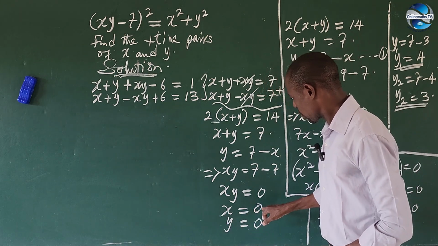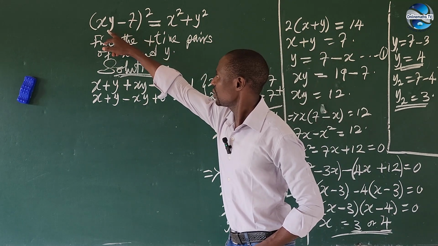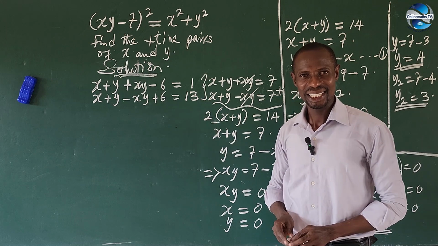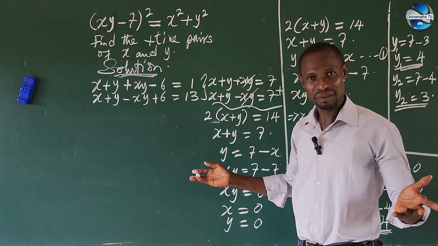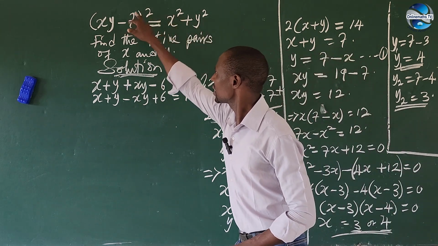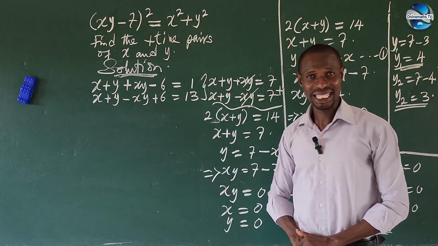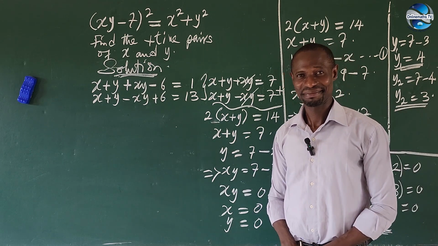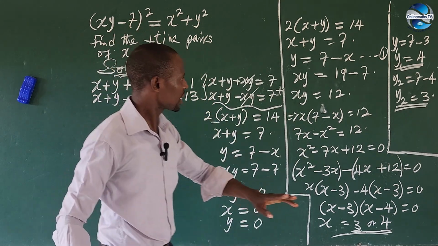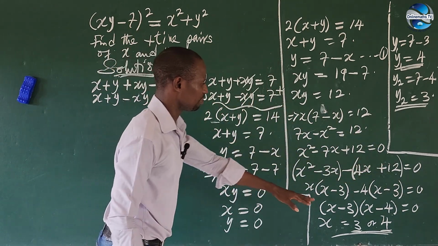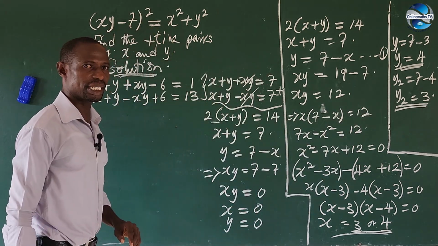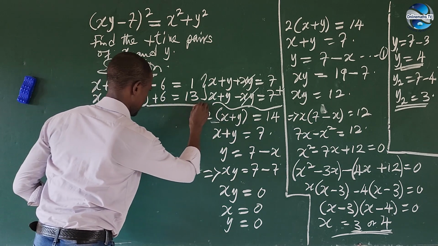If we have x is equal to 0 and we plug that into this system here, what will be the value of y that will satisfy this equation? It's just 7. And if we plug y equal to 0 into this system here, what will be the value of x that will satisfy the equation? It's 7. Do you get what I'm saying here? So we can now go ahead and bring out all the positive pairs of x and y that will satisfy this whole system. So let's put it here.